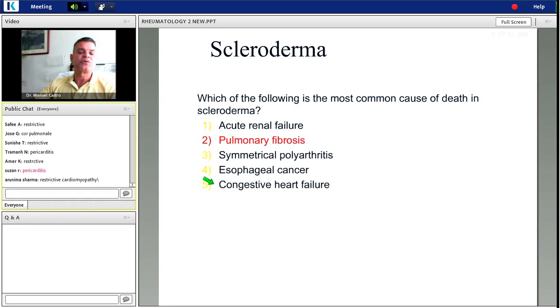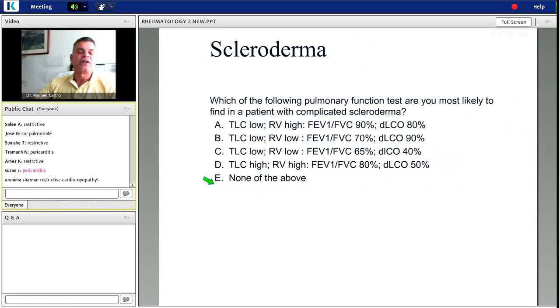So pulmonary fibrosis is the most common cause of death in patients with scleroderma. So let's see here. Since you already had pulmonary, right? You're already pulmonologist. Let me ask you a couple of questions. Which of the following pulmonary function tests are you most likely to find in a patient with complicated scleroderma? So first of all, what I want you to start thinking is, because it is a restrictive lung disease, how is the total lung capacity and the residual volume going to be? High or low? It's going to be low, right? So let's see which one has it low. We have B and we have C, okay?